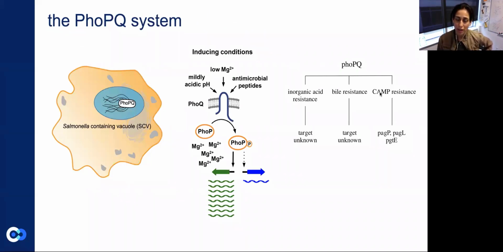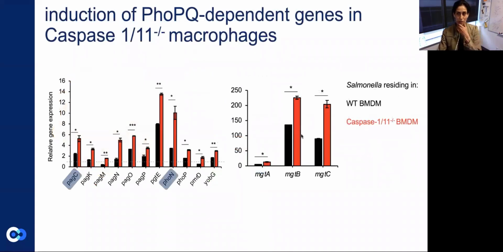I mentioned this here as CAMP resistance, and CAMP essentially stands for cationic antimicrobial peptides. A bunch of PhoP-induced genes actually confer resistance to host antimicrobial peptides. Among them are some listed here, and also PagC and PhoN, which I'll come to a bit later. And so we then asked, okay, we see induction of this PhoP regulon intracellularly to a greater extent in the Caspase-11 knockout macrophages. So how about the genes that map to the PhoP regulon?